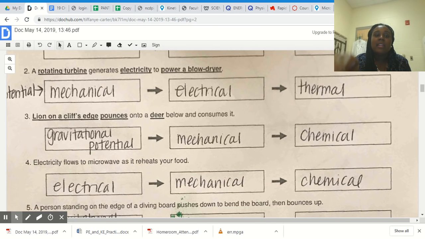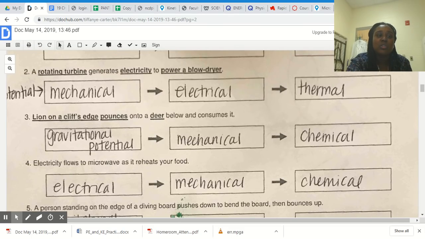Number 2, a rotating turbine generates electricity. So a turbine is kind of like a windmill. We did an example like this in class. So a rotating turbine generates electricity to power a blow dryer. So the first thing is a rotating turbine. A rotating turbine is going to use potential energy to begin with. That says potential over here. So this is potential energy. So there had to be some stored energy before that turbine got started.